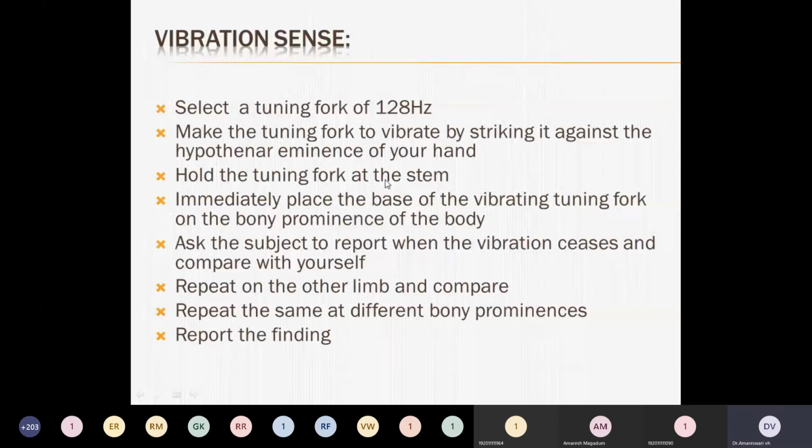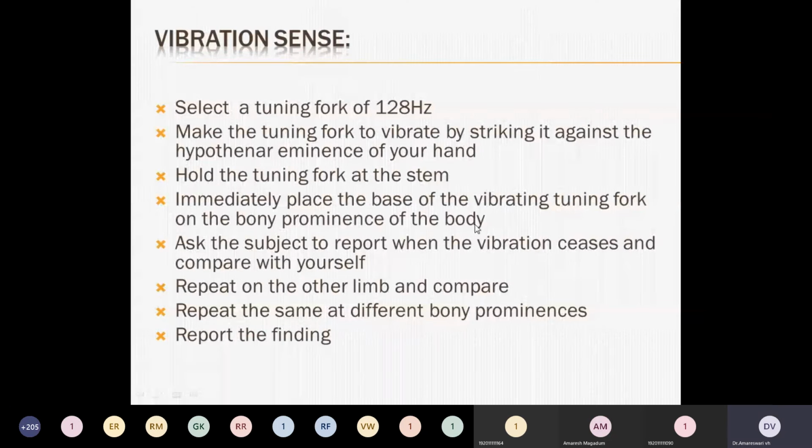Hold the tuning fork at the stem. Don't hold at the prongs. If you hold the prongs, they will stop vibrating. So make sure that you are holding the tuning fork at the stem, not at the base, not at the prongs. Then immediately place the base of the vibrating tuning fork on the bony prominences of the body.